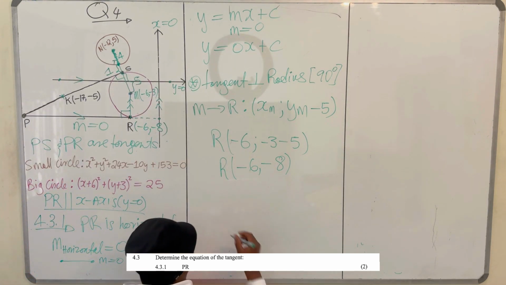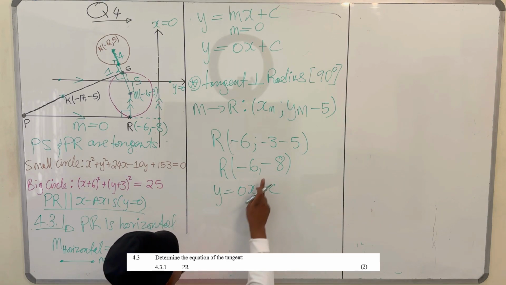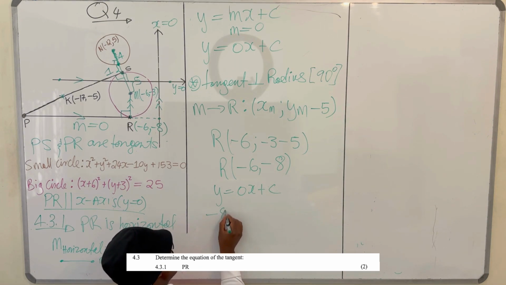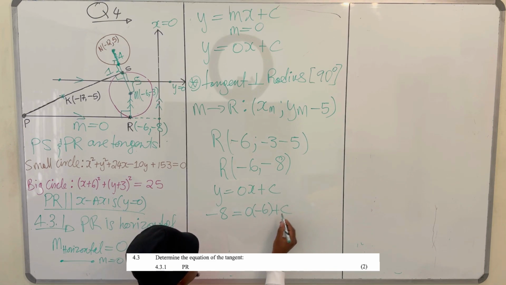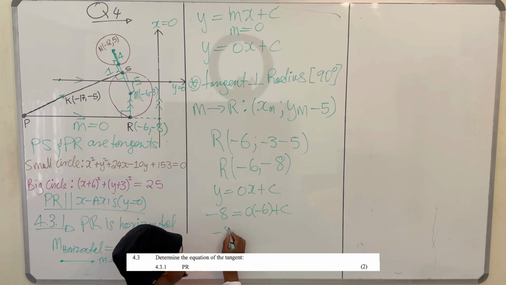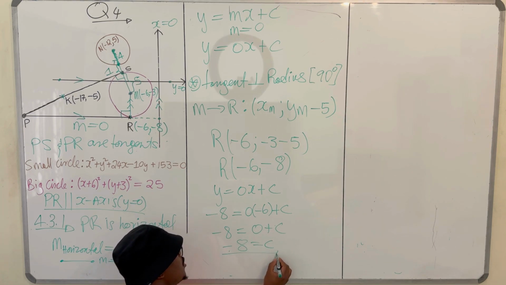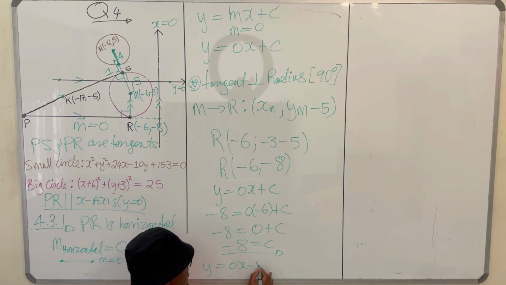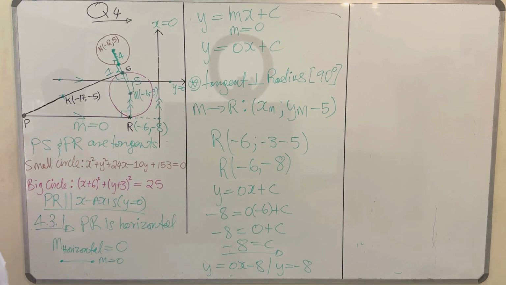Say y = 0x + c. What is your y? Your y is -8, equal to 0 times x, which is -6, plus c. So it is obvious that -8 is equal to 0 plus c. Therefore c is equal to -8. So your equation of the line is y = 0x - 8, or one will say y = -8. We're done here.